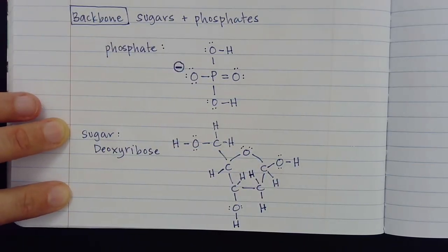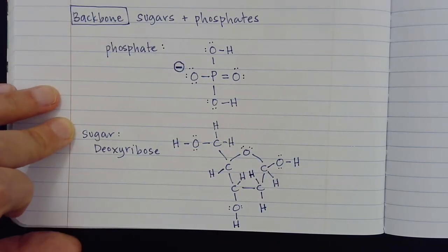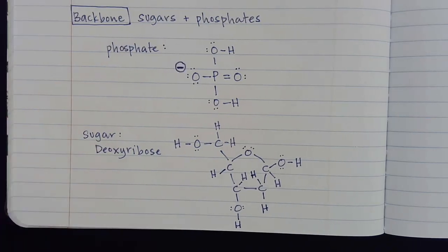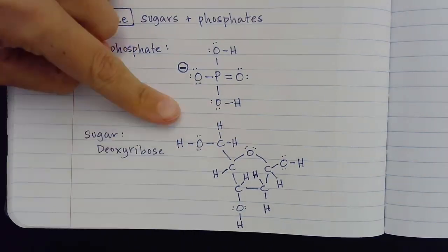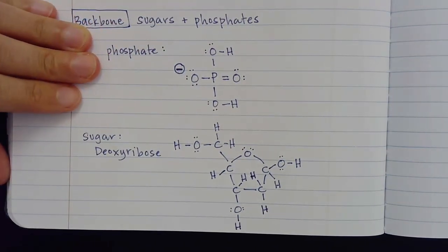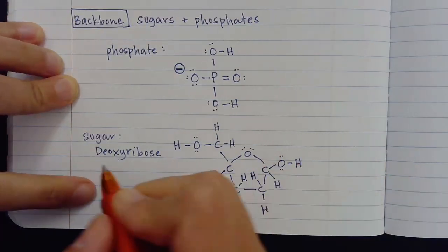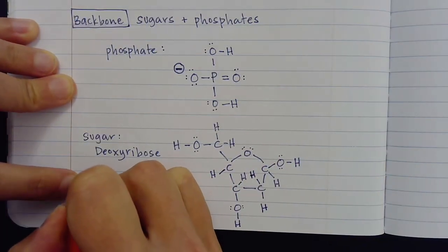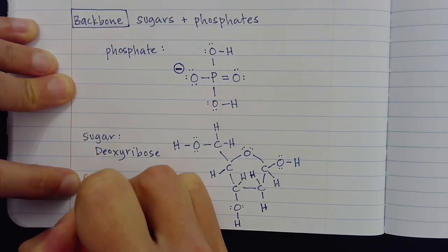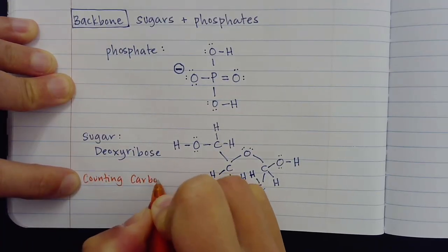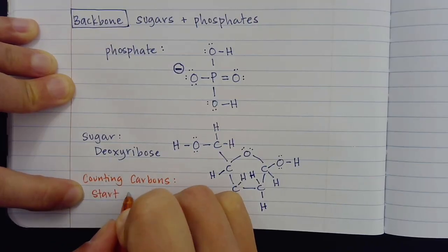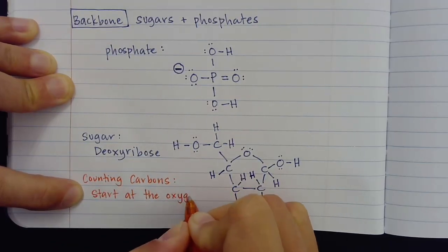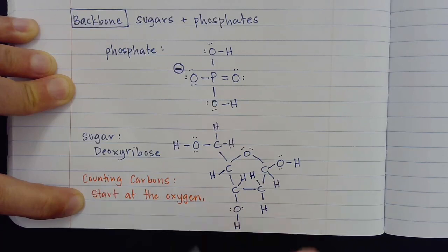When we're talking about sugars in particular, we count the carbons in our sugars. And we do that so that we can talk about where these H's and OH's are located. When we count carbons, we start at the oxygen and we count clockwise. So I'm going to make a little note right here that says counting carbons. And what I'm going to do is I'm going to start at the oxygen, and I'm going to count clockwise.